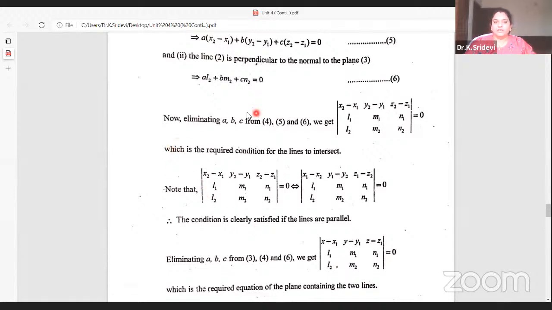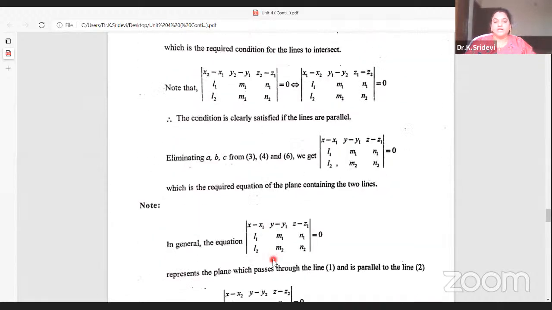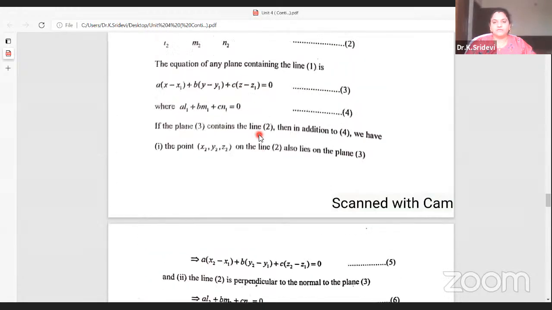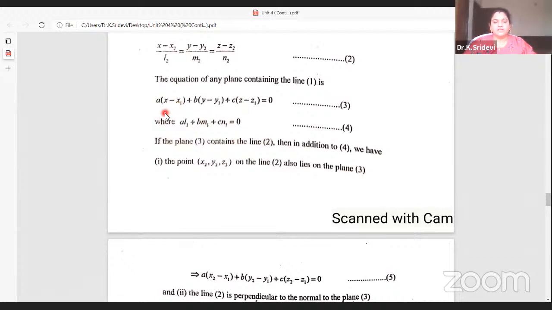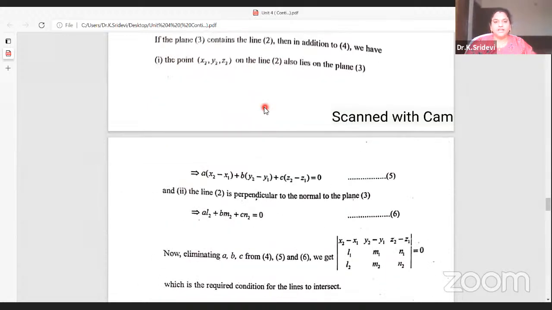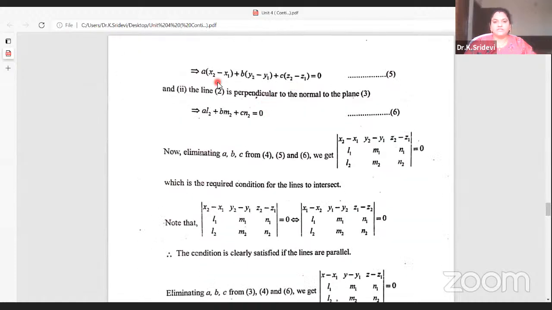Now we have obtained the condition for the given lines to intersect. Next we concentrate on finding the equation of the plane containing both the given lines. For that, we will use equations 3, 4, 5 and 6. First, what is the third equation? It is A into x minus x1 plus B into y minus y1 plus C into z minus z1. And what are the fifth and sixth equations? The fifth is A into x2 minus x1 plus B into y2 minus y1 plus C into z2 minus z1 equals 0, and the sixth equation is A L2 plus B M2 plus C N2 equals 0.